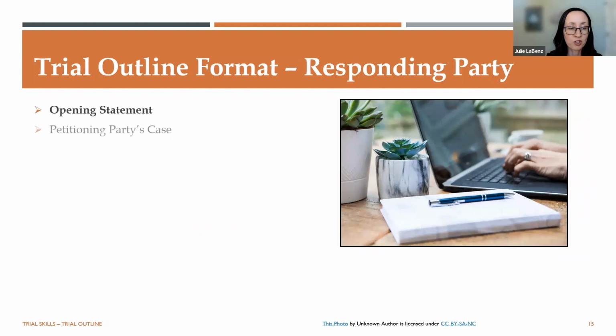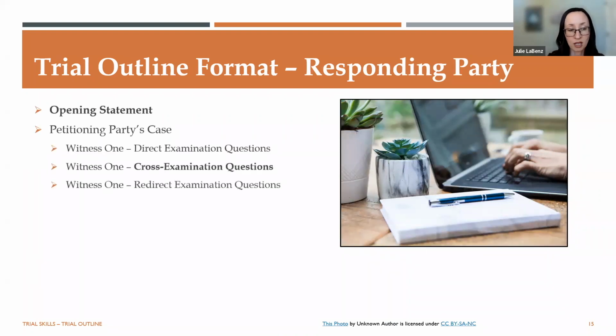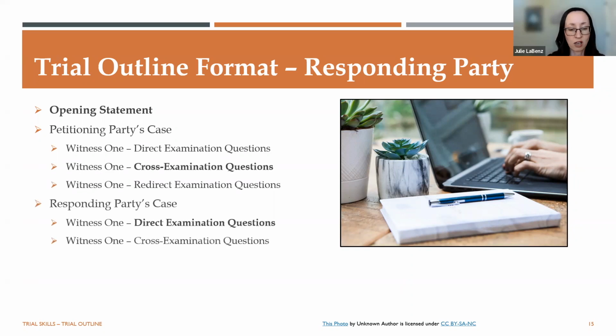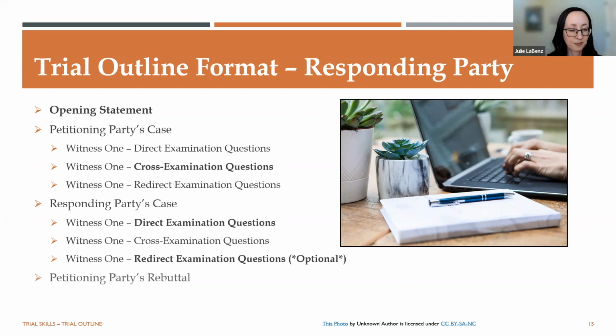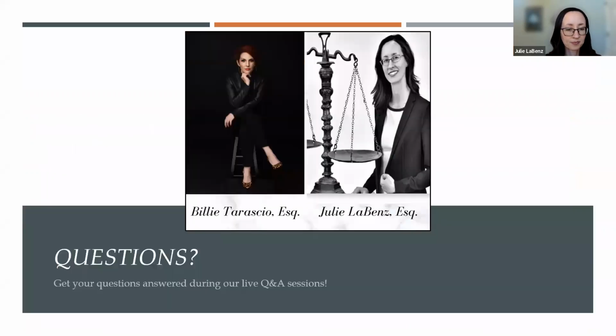And then if you're the responding party, you do an opening statement, cross-examination questions for the petitioning party's witnesses, and then direct examination questions for your witnesses. And again, if you are your own witness, then you would do the bullet points about what you want to testify about, and then your closing argument. All right. So that is a summary of how to create a trial outline.